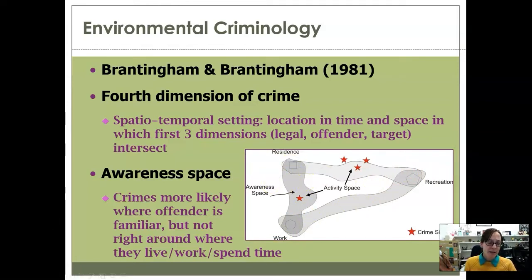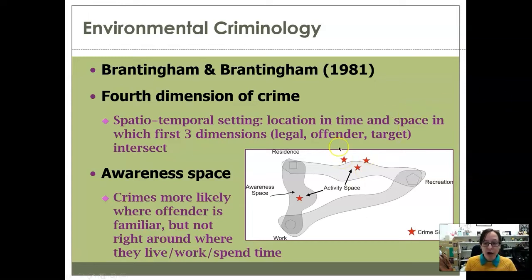The idea is that the familiarity and comfort within that awareness space makes it a prime choice for where a crime is going to be committed, because that's where an offender feels safe. Crimes are not going to be committed right around an offender's home or their work, or in areas where they feel a sense of ownership or have a stake. The idea is that this awareness space is somewhere they know fairly well because they travel those routes often, but it's not their own areas.